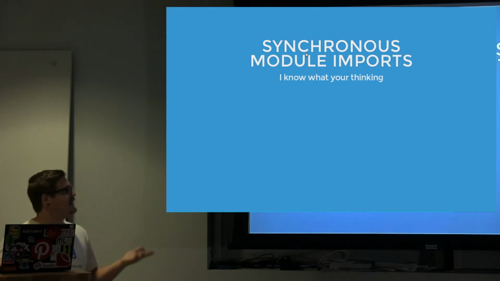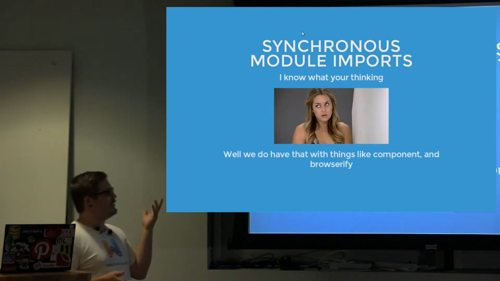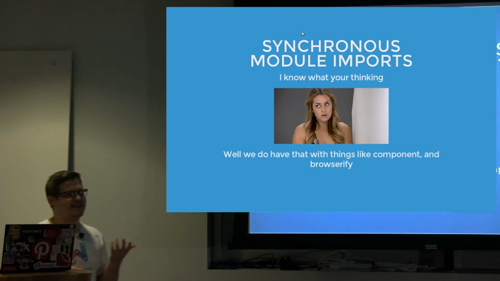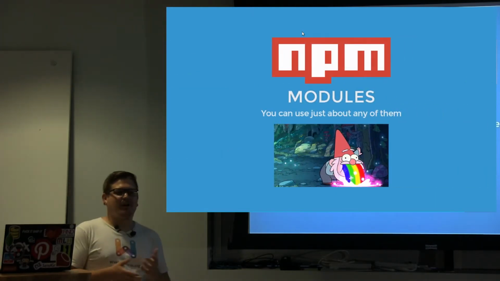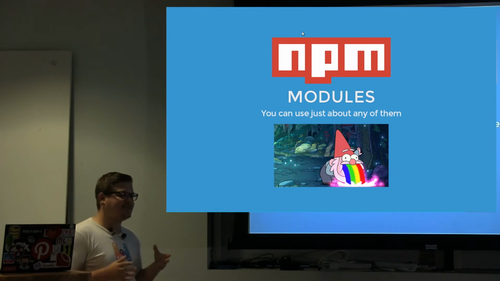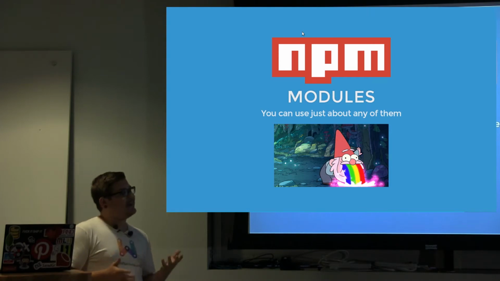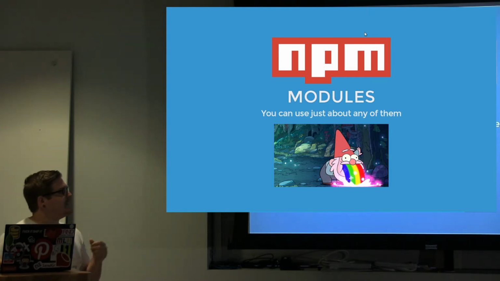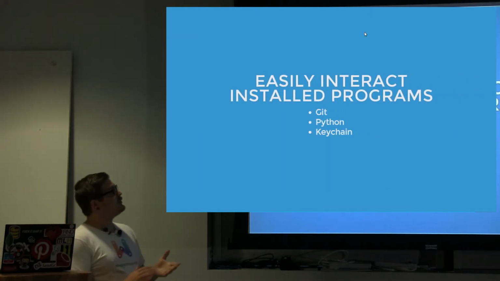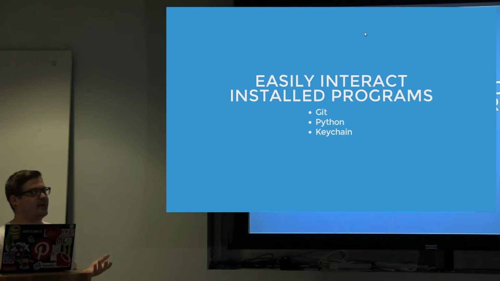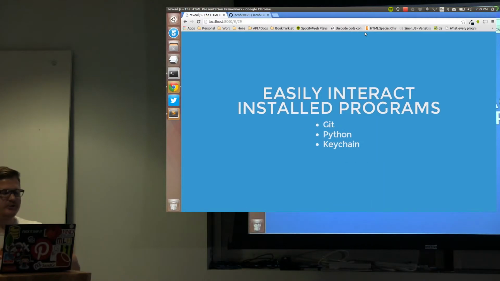I can hear you saying, whatever, you can actually do this stuff with component or Browserify. So why is that important? Actually, you have access to all the modules on npm. Granted, there are some gotchas with native modules where they sometimes don't work, but a lot of the modules will work right out of the box. And one thing that's really cool is that you can actually interact with installed programs like Git, Python, or your keychain. And actually, I have another demo showing this.